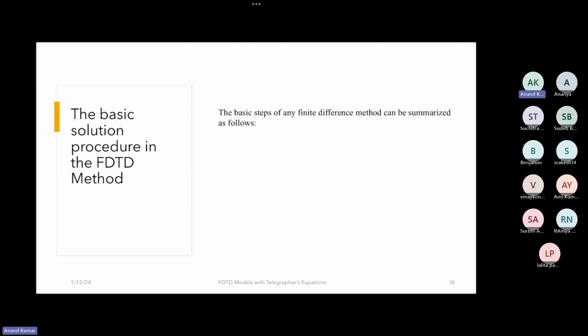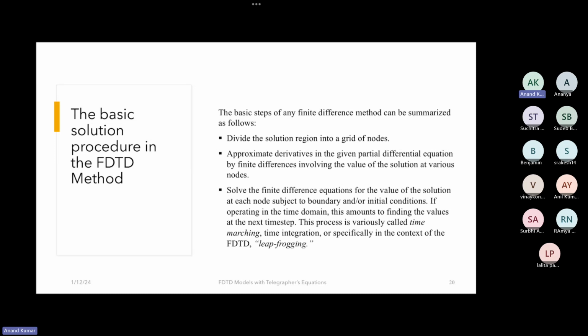And let's look at the basic solution procedure of the FDTD method. After this we'll start the coding. We'll discretize the problem statement and then see the results. But let's look at the general flow of how the problem is solved. So the first step is to divide the solution region into a grid of nodes. For example, if you have a 2D problem, then you need to discretize it into space, assign the correct epsilon and mu values, or in this case, since it is a transmission line, we'll discretize it in space and assign the capacitance and inductance values at each node. So the first point is to divide the solution space.